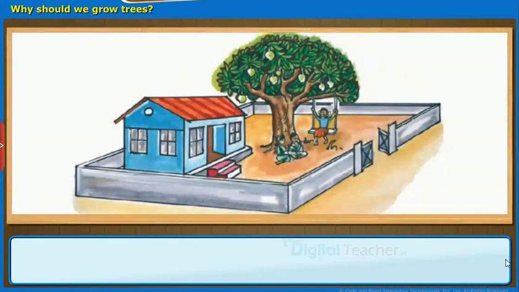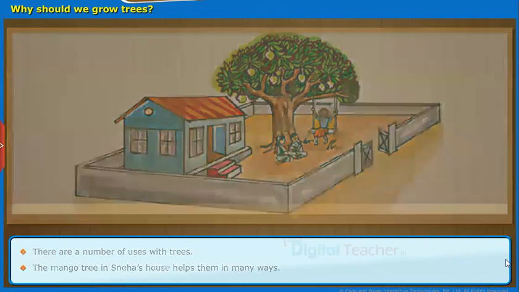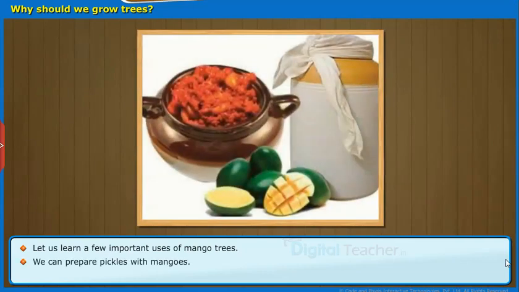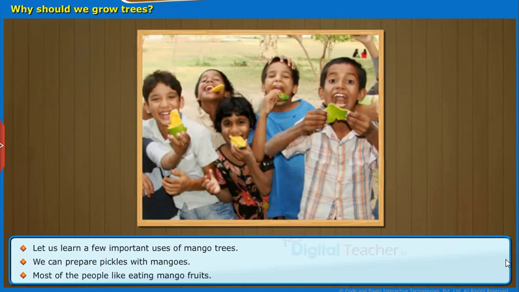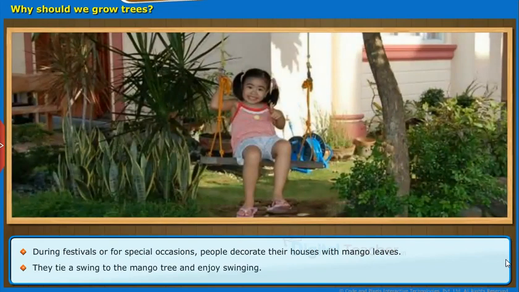Now, let us study the uses of plants, especially about mango tree. There are a number of uses with trees. The mango tree in Sneha's house helps them in many ways. Let us know a few important uses of mango trees. We can prepare pickles with mangoes. Most of the people like eating mango fruits. During festivals or for special occasions, people decorate their houses with mango leaves. They tie a swing to the mango tree and enjoy swinging.